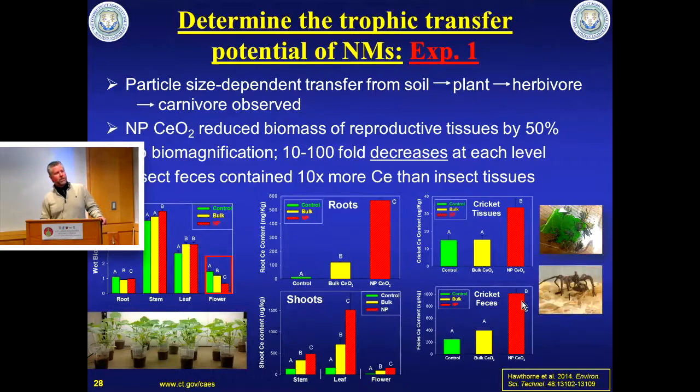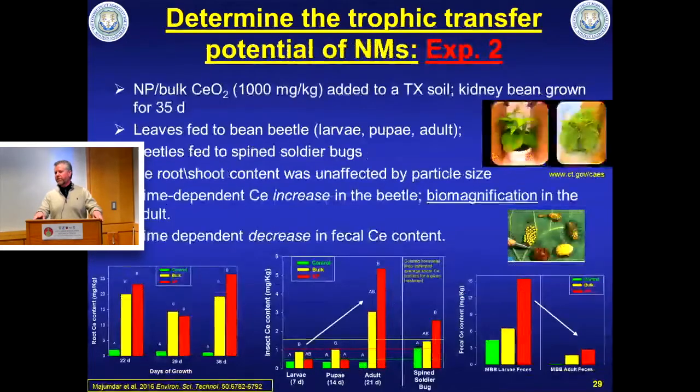This was a follow-up experiment we did. This was actually done at the University of Texas. The idea here was, let's keep the particle the same, but change everything else. And that's always a mistake because you get completely different results. So we used a soil from Texas. We used a different plant and a different set of insects. But we did get some interesting results.